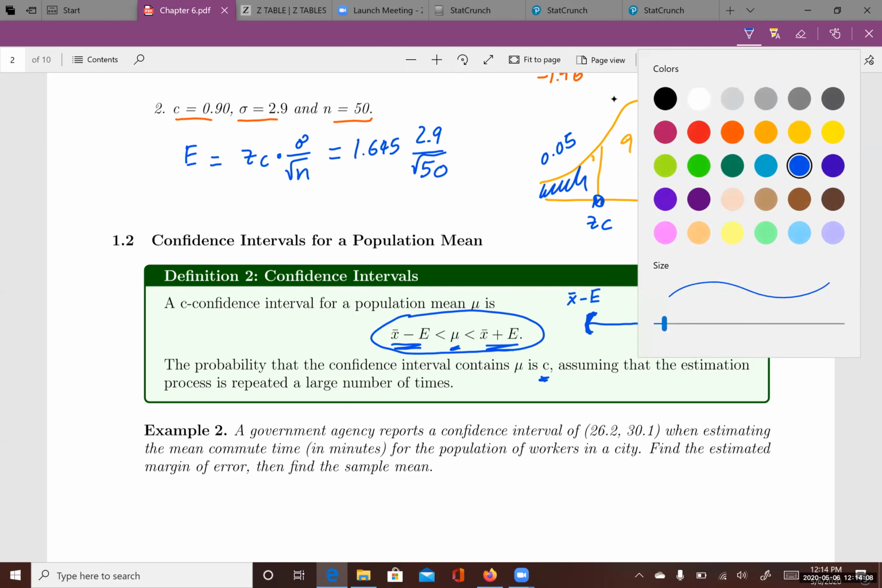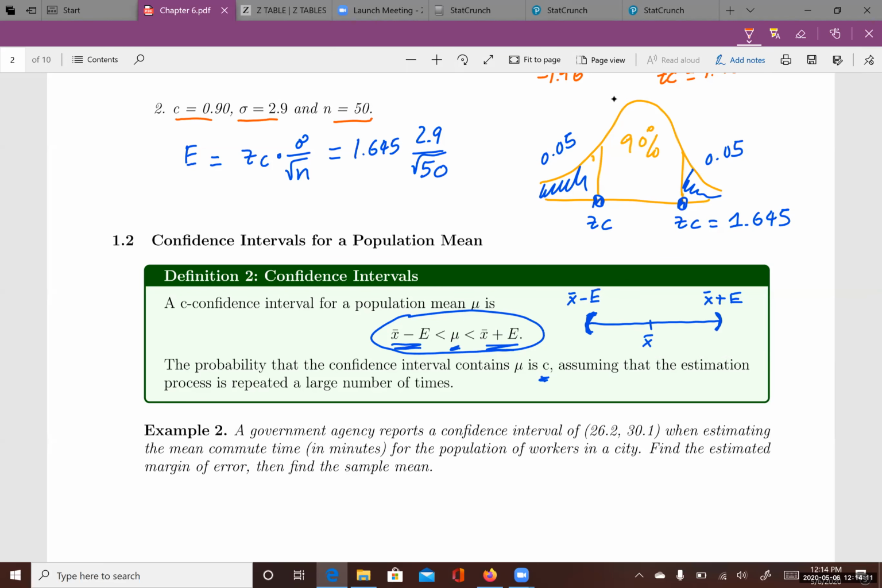And again, you're constructing this confidence interval hoping that mu, this is mu right here, the population mean, is somewhere in this interval. Again, hoping with probability c that the confidence interval will capture the mean, with the assumption that this estimating process, capturing the mean of the population, is repeated a large number of times.